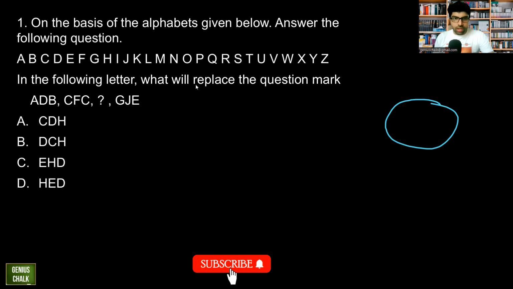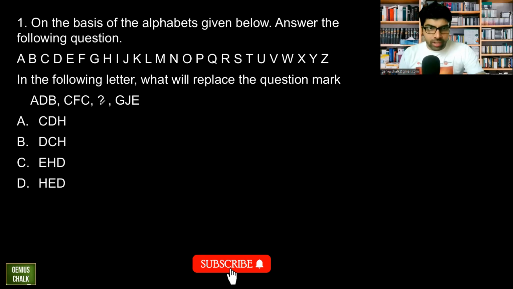On the basis of the alphabets given below, answer the question. There are alphabets from A to Z and they are in the same sequence as they are in the actual alphabetical order. So we have to find the next letter replacing this.